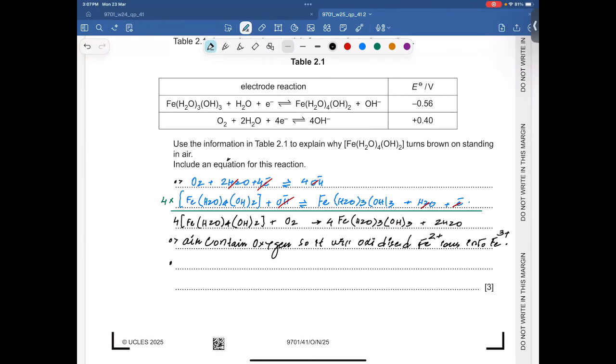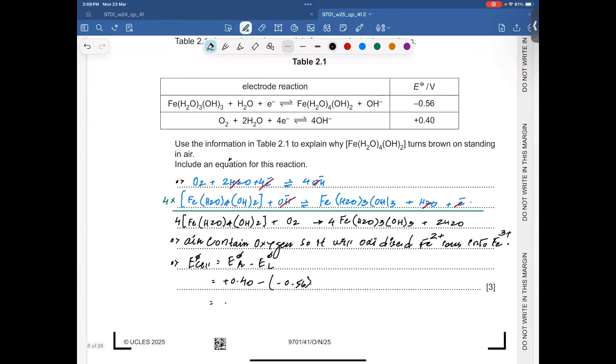When we have got the overall equation, we need to determine the overall cell potential value. So it's going to be E naught right minus E naught left. E naught right means reduction potential, E naught left means oxidation potential. So E naught right is basically the more positive value, and E naught left is basically the negative or less positive value. In this case, we have a negative value, so I'm going to plug in the value in the formula, and the answer is going to be plus 0.96 volt.